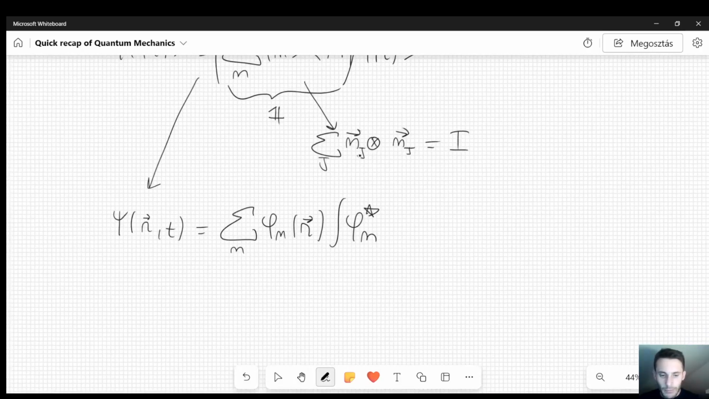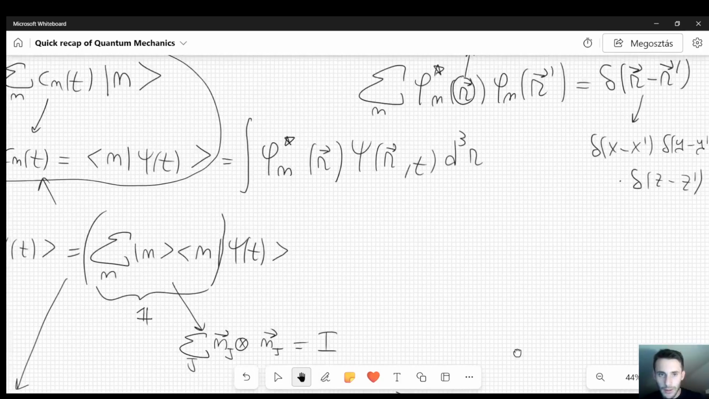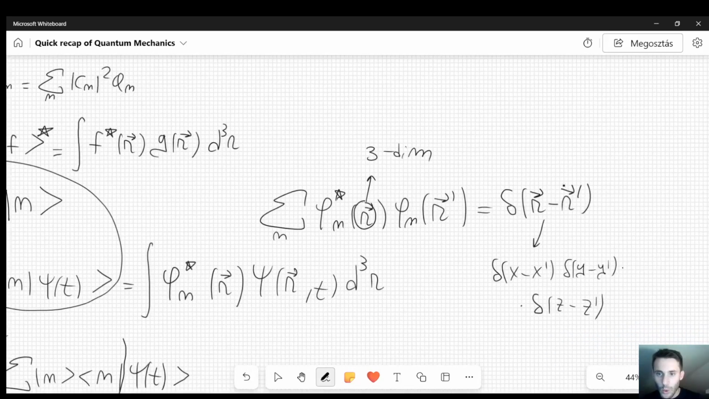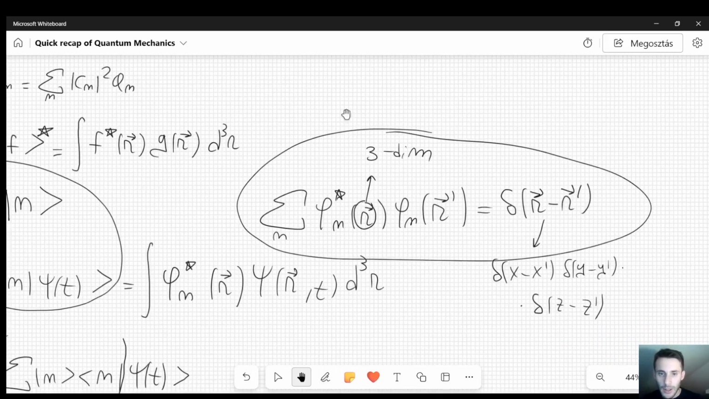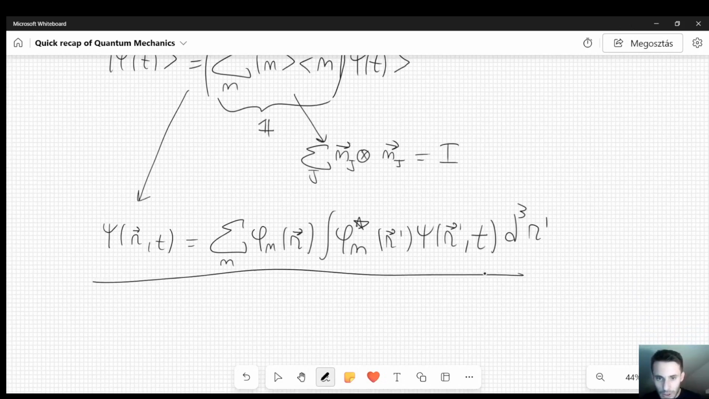And here let me write down the expression. I have phi sub n star of r prime, psi of r prime, t, d3r prime. And indeed, since what we have on the right should be equal to what we have on the left, you can see that the only choice is indeed this one, the one that I have just written down. We have to impose such a relation so that this equation is consistent, and you can easily check that.